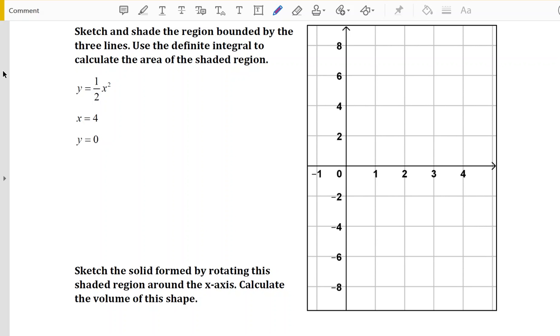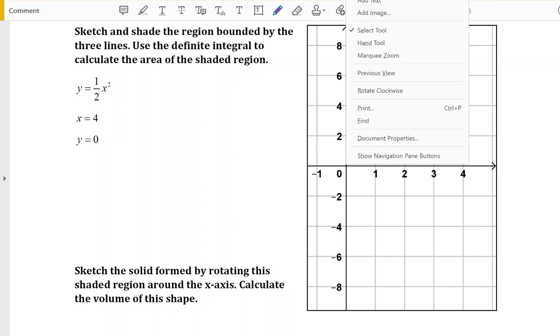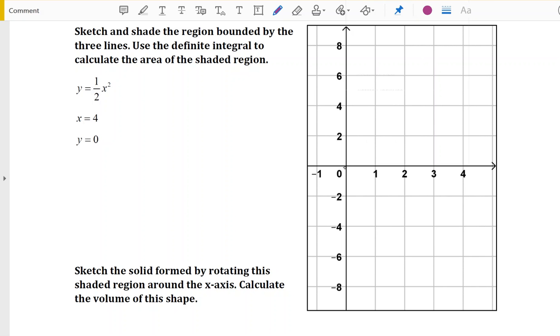This problem is asking us to sketch a couple of curves and find the area of the shaded region that's formed. So we'll start by graphing this parabola. Be careful with the y-axis here. Notice the scale is counting by 2.